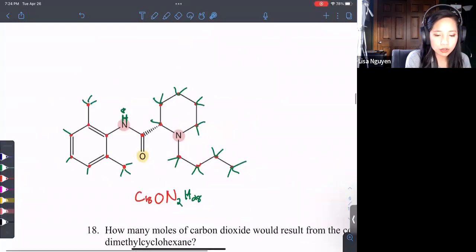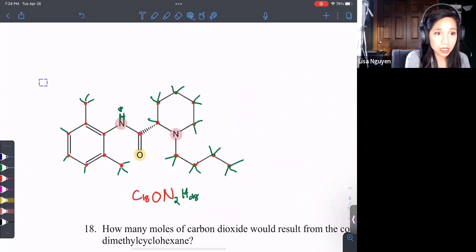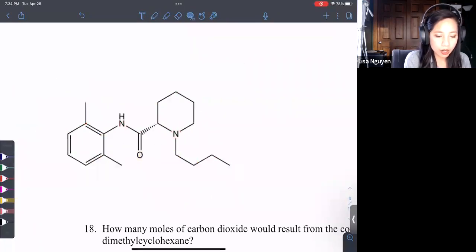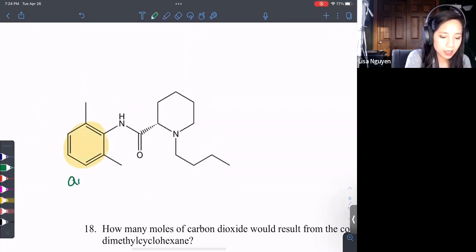Oh, we didn't do functional groups. Okay, I'm going to delete this real quick and we'll just look at functional groups. So right off the bat, I already called it. This is an aromatic. That's an aromatic group. It's a benzene group. We call it aromatic.